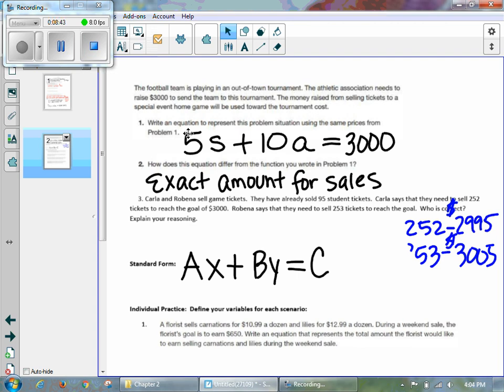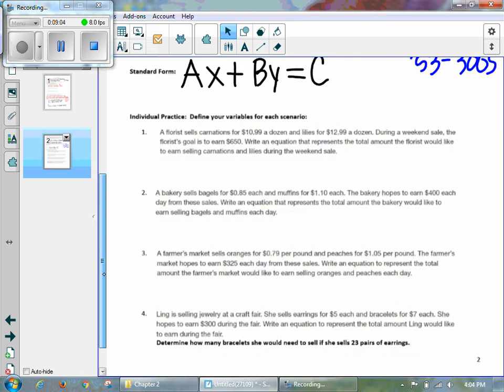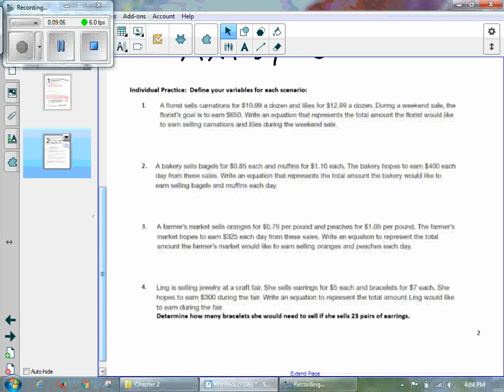Also, you can't use slope-intercept form to write an equation with two different quantities, right? You wouldn't have enough variables to use. So standard form is the appropriate way to write these types of scenarios. You can go ahead and try to write these scenarios. Not try, I know you can do it, for number 1, 2, 3, and 4. Number 4 has you determine how many bracelets she would need to sell if she sells 23 pairs of earrings. Number 1, 2, 3, you just have to write your expression and then define what your variables mean. So if you use x and y, you need to tell us what that means.